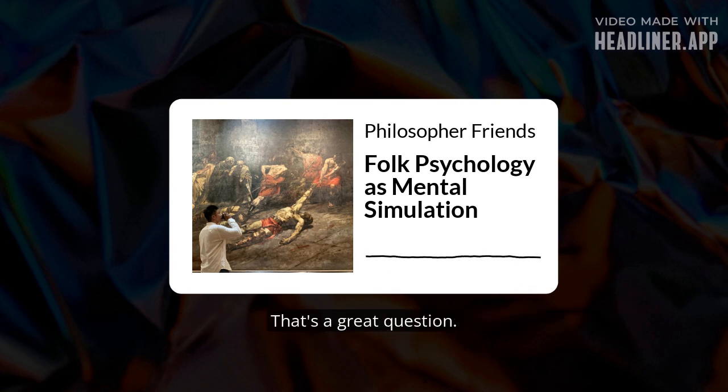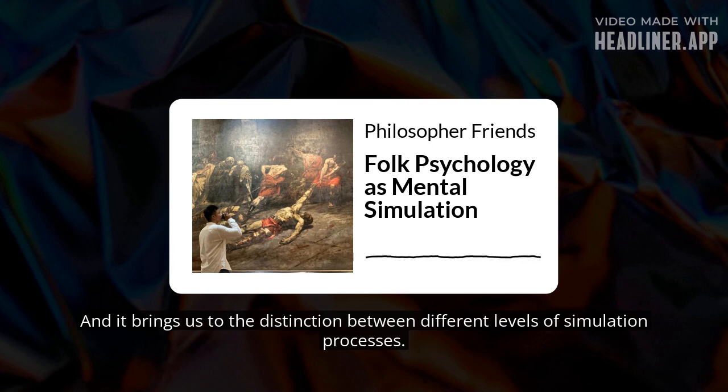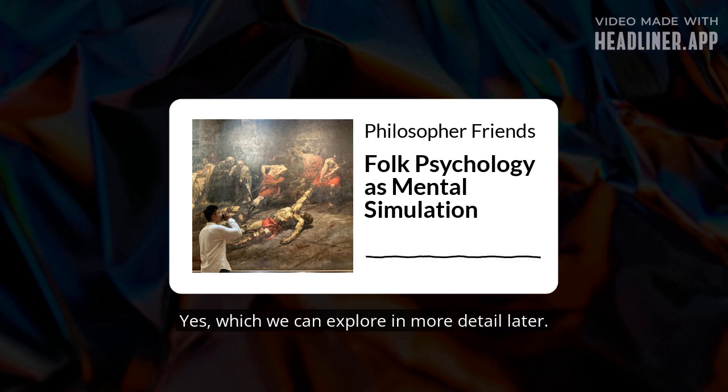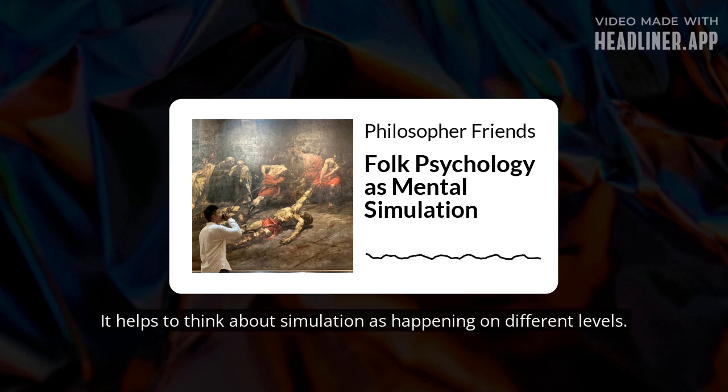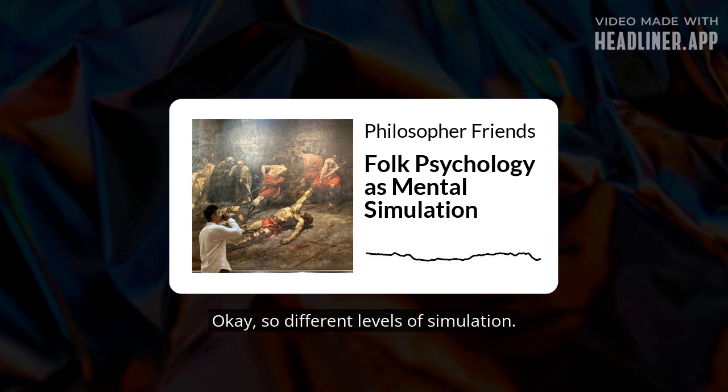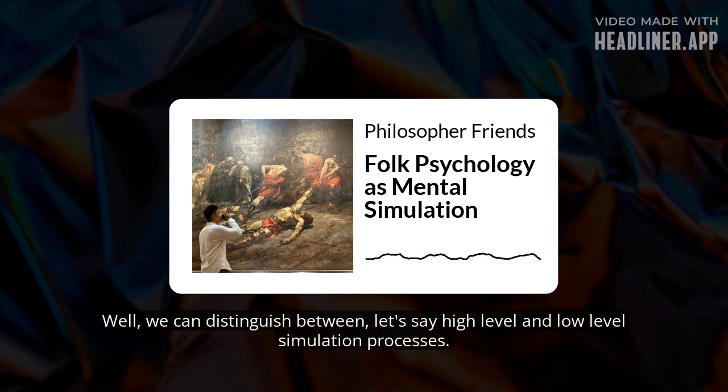That's a great question, and it brings us to the distinction between different levels of simulation processes. Which we can explore in more detail later. So about that control you were asking about, it helps to think about simulation as happening on different levels. Okay, so different levels of simulation, like what? Well, we can distinguish between, let's say, high-level and low-level simulation processes.